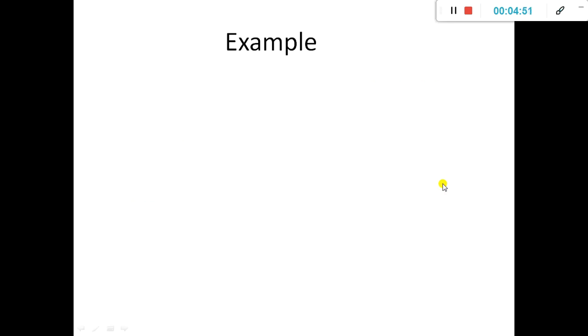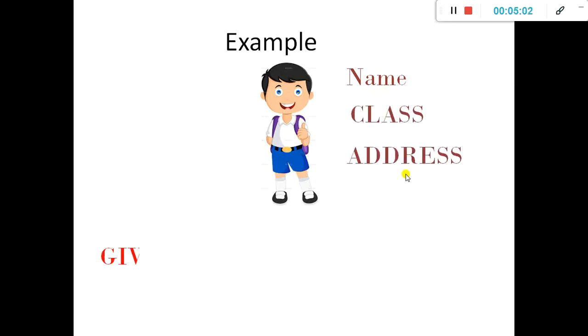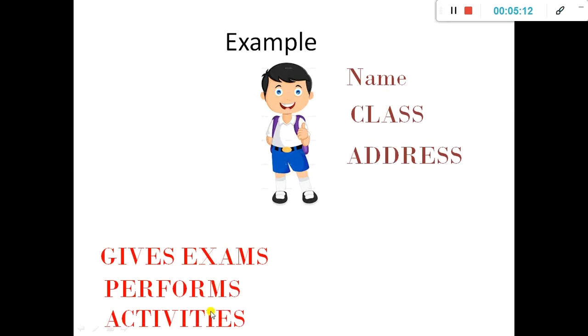Now consider one more example, a student. A student has a certain set of properties associated with it, that is name, class, address. And what are the functions which a student can perform? He can give exams, he can perform different activities in the school which are allotted to him. So a student is an example of a class having related properties and functions.